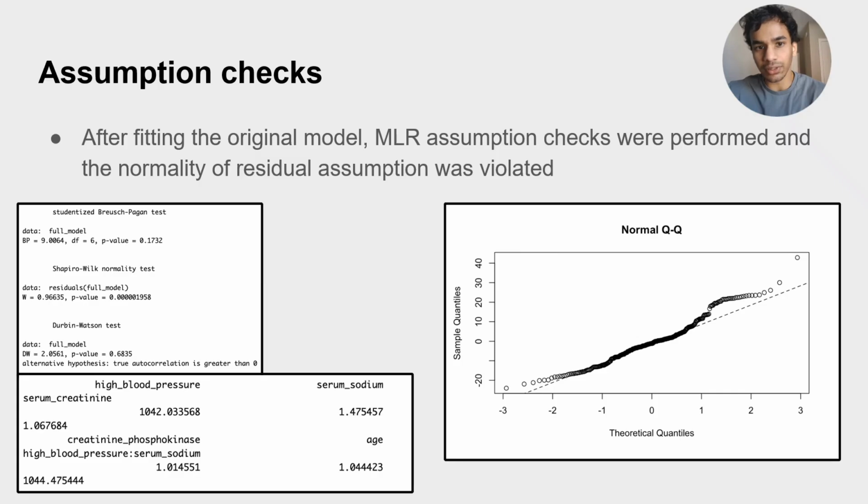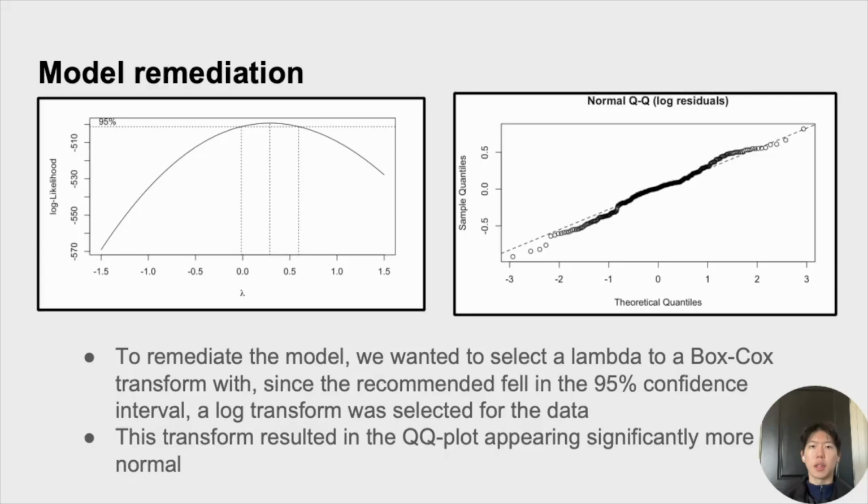Beyond normality, we also noticed a massive red flag regarding multicollinearity. If you look at the bottom table, the values for high blood pressure and our interaction term were both above 1042. This indicated that our initial model was too unstable for reliable inference and required remediation through a log transformation, which we'll discuss in the next section.